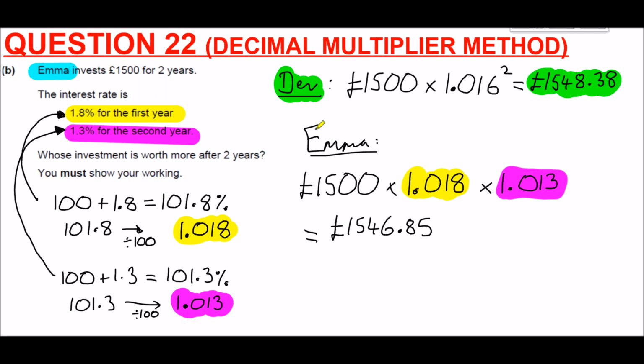So compare Emma's to Dev's. In part A, we said that Dev got about £1,548. Emma's got roughly £1,547 to the nearest pound. And so Dev gets a tiny bit more after the 2 years. So answering the initial question, whose investment is worth more after 2 years? Well, the answer to that is that Dev's is worth more.